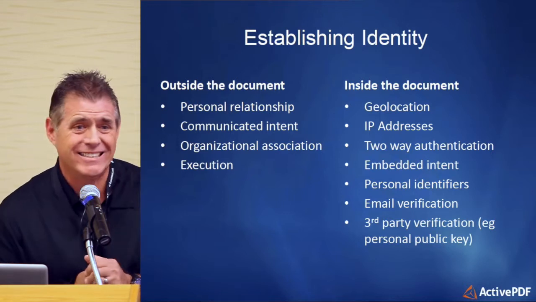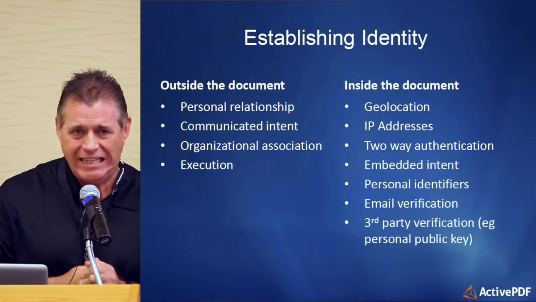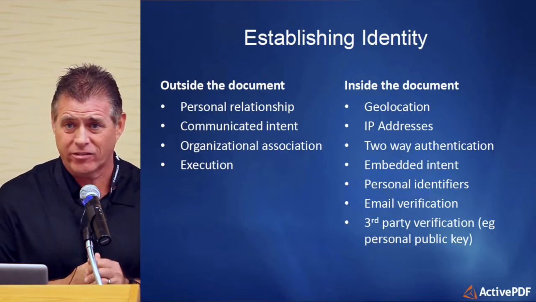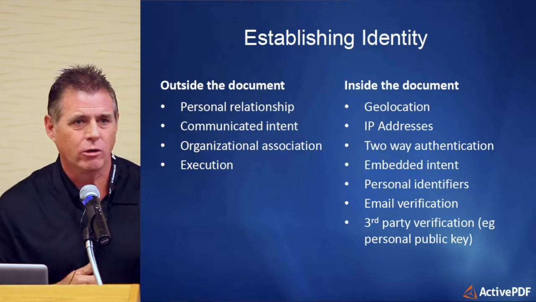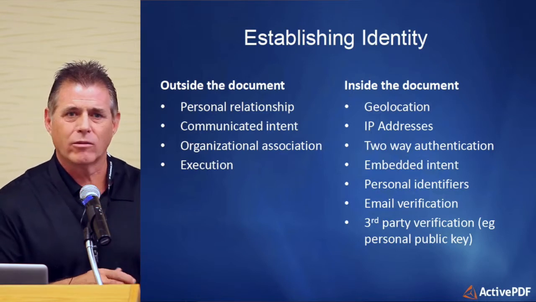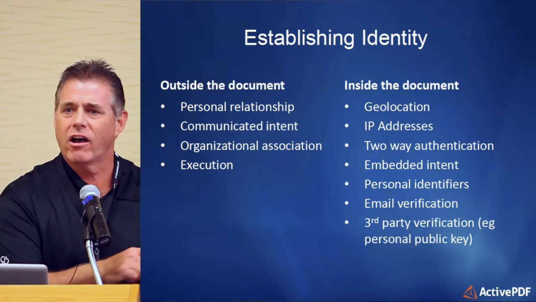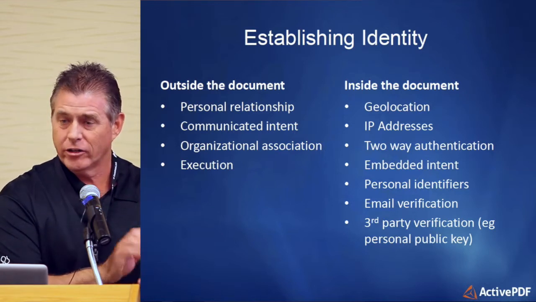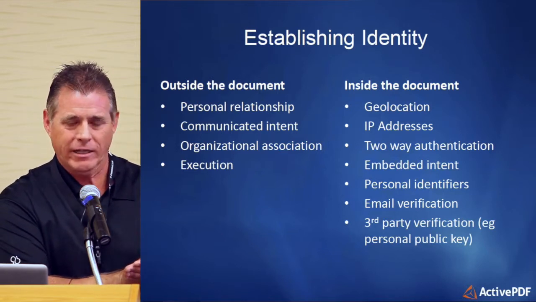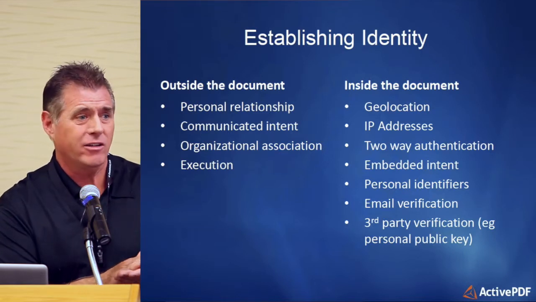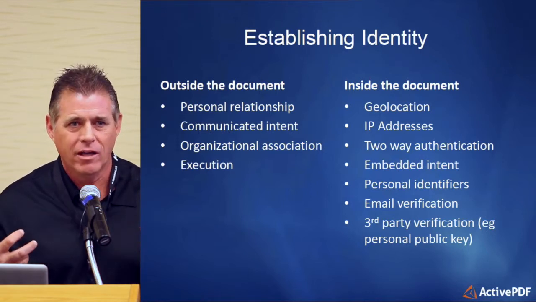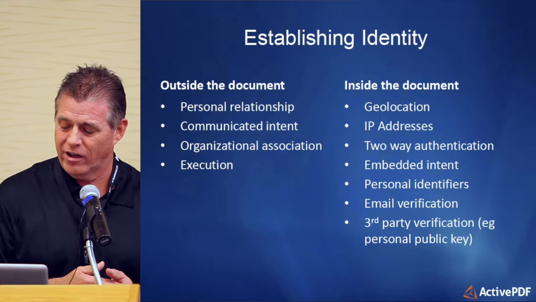Okay? Inside the document. Now, these are things that can be added inside the document prior to the document being signed or as part of the signing process. I'm talking about digital signatures. One, geolocation. Okay, so those devices now that we can all do the e-sign stuff on your phone or your tablet, that's sending geolocation information, where the signature is happening. IP addresses. If an IP address is coming from a well-known address, it's coming from ActivePDF.com, there's a pretty good chance that we were signing it.